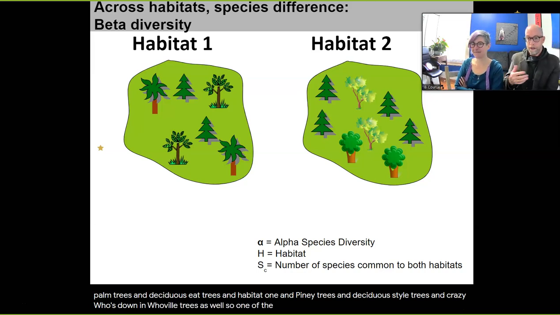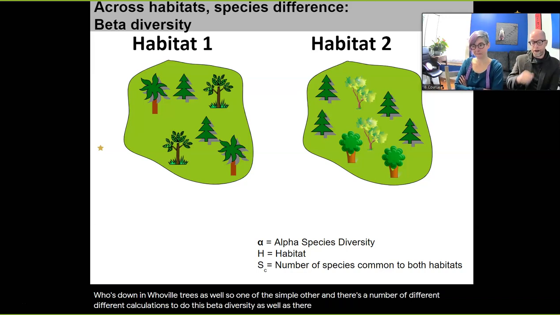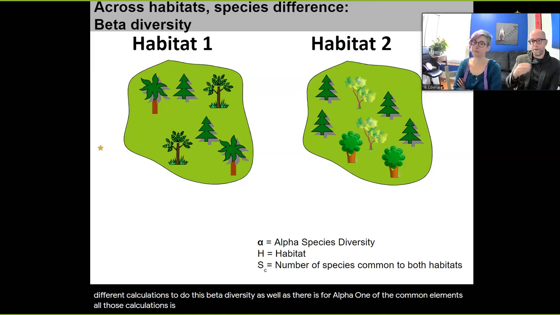There are a number of different calculations to do this beta diversity, as there is for alpha. One of the common elements to all those calculations is calculating the number of species in common to both habitats.